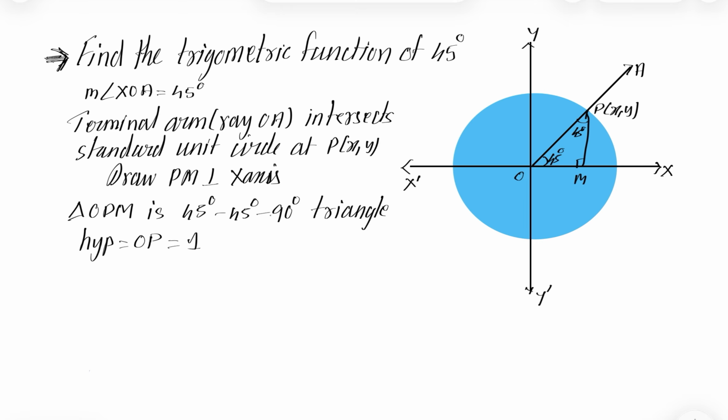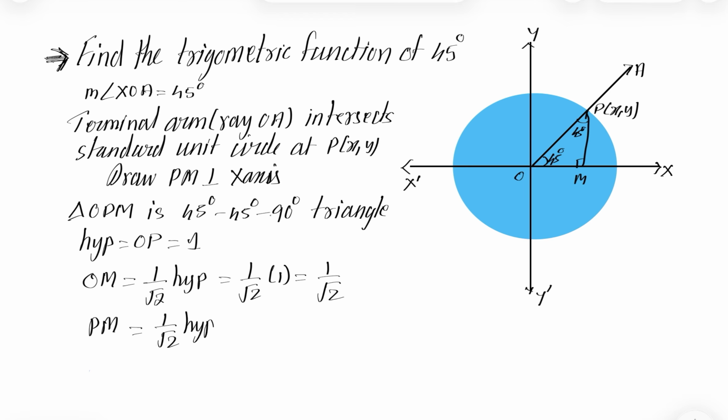Now side opposite to 45, that is OM, is equal to 1 upon root 2 hypotenuse, that is 1 upon root 2 into 1, that is equal to 1 upon root 2. PM is also side opposite to 45 degrees. So 1 upon root 2 hypotenuse is equal to 1 upon root 2. Hypotenuse क्या हमारा OP वो 1 है, so that is equal to 1 upon root 2.